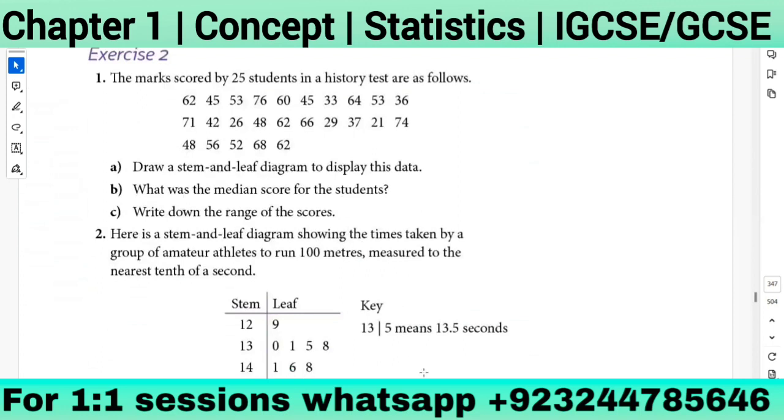No miss. I'm not going to waste time with the example, so I'm directly coming to question number 1. The marks scored by 25 students in a history test are as follows. So this is the marks given for the history test. So first of all, we have to plot the data on the stem and leaf diagram. So what does a stem and leaf diagram tell us? This is a way of representing data.